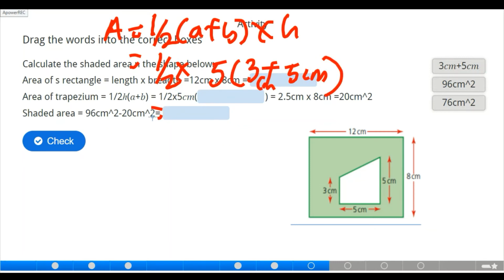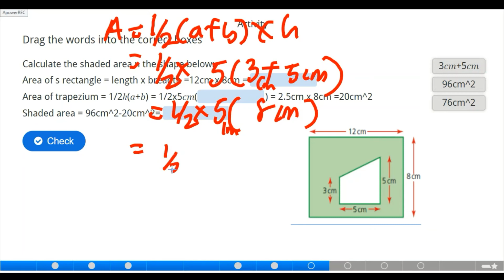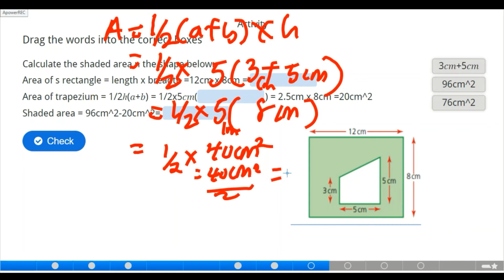So we have it to be half multiplied by 5. Remember, this is also going to be in centimeters. 3 centimeters plus 5 centimeters, that is 8 centimeters. So we have half multiplied by 8 times 5, that is 40. But remember, we have centimeter square because we are dealing with area. Now it's 40 centimeter square divided by 2, which is 20 centimeter square. And that's the solution for the area of that trapezium.